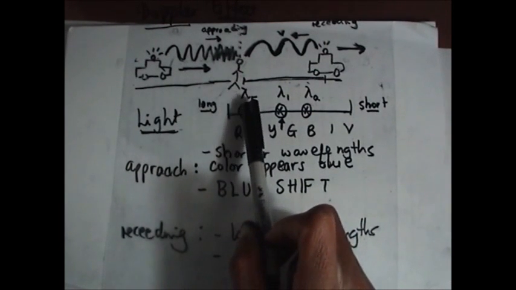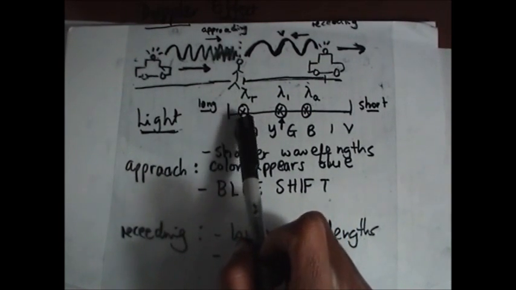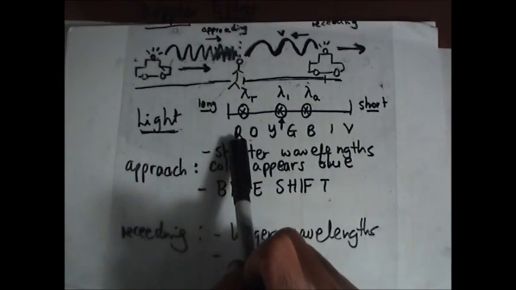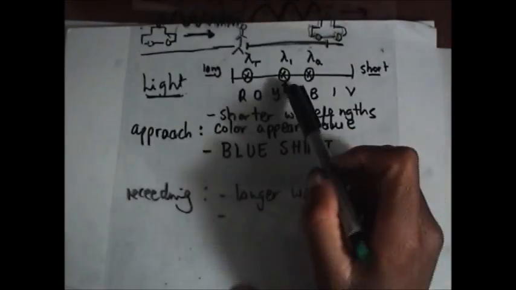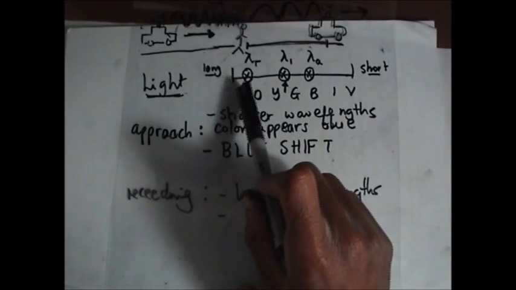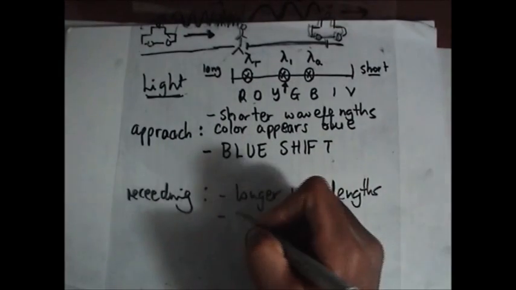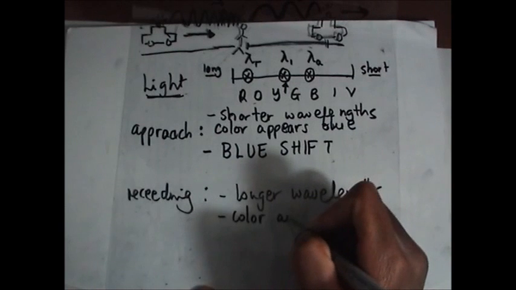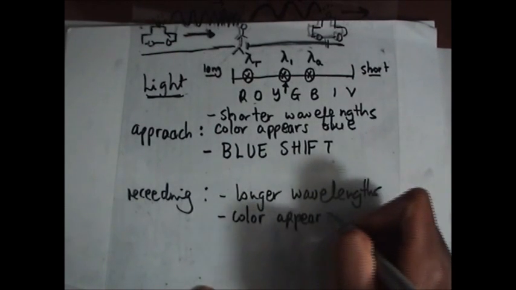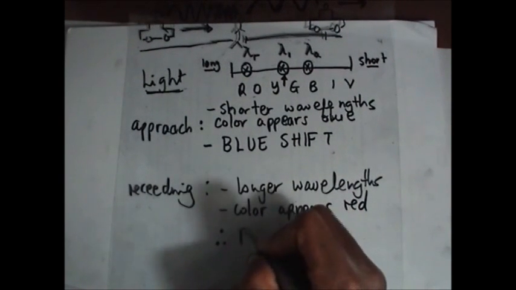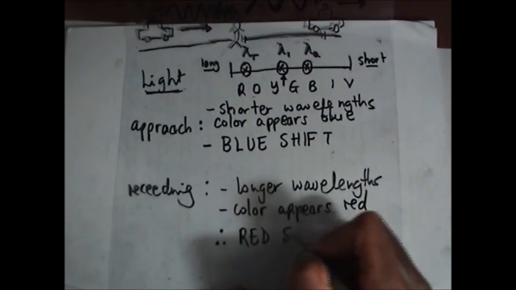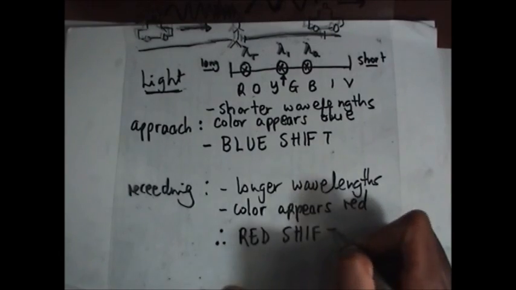So this lambda for receding, can you see it's now moving towards the red end of the spectrum? So now the color that I'll be observing is not the natural color. I'm now observing this color that is reddish. So the color appears red. Therefore, it was given a special name called a red shift, because it has shifted towards the red side.